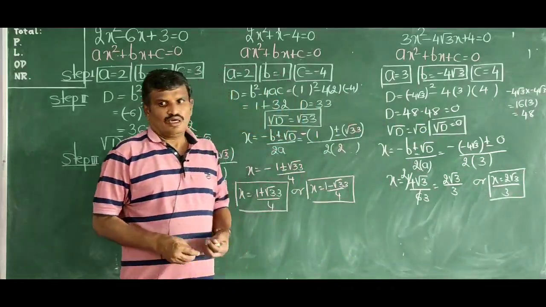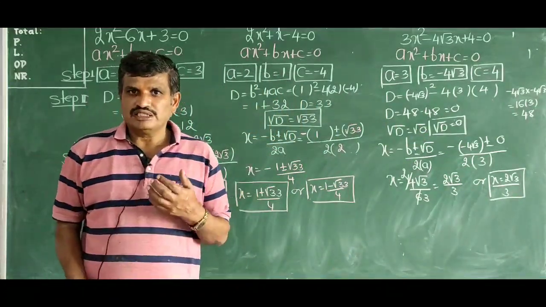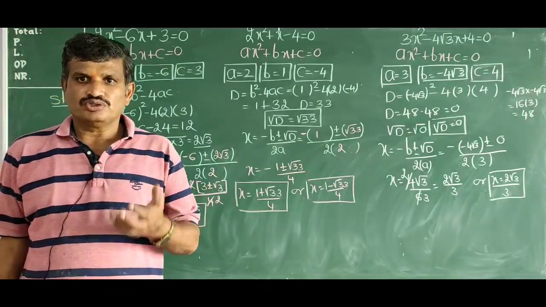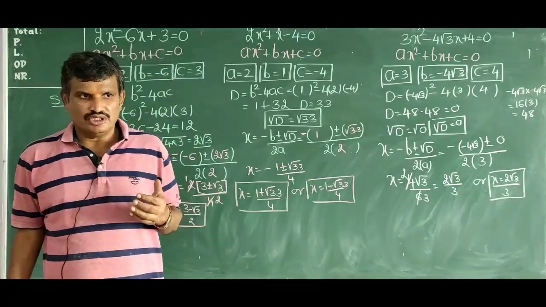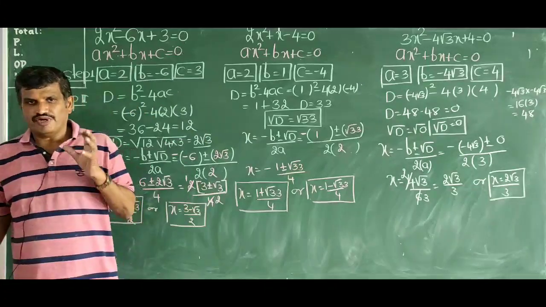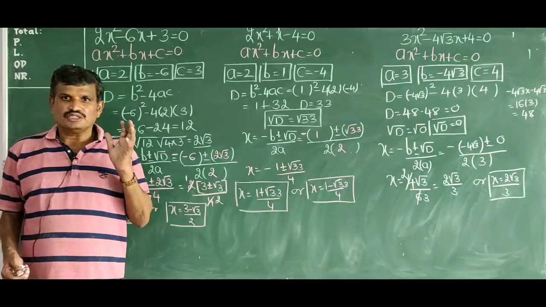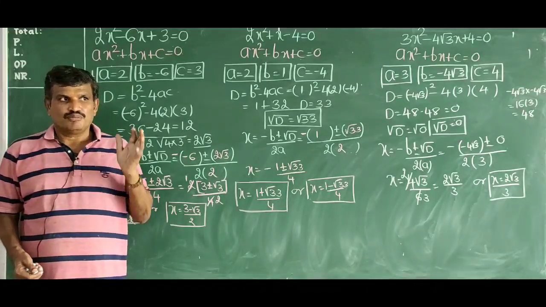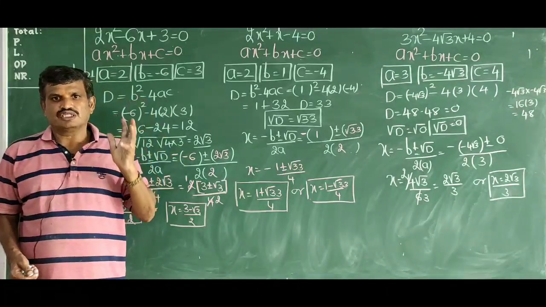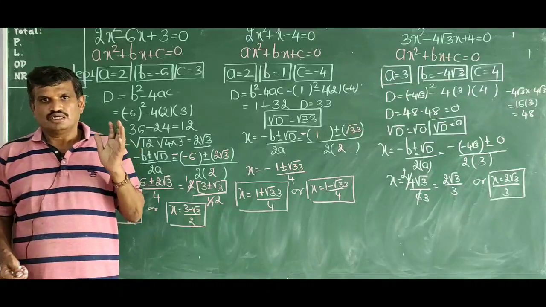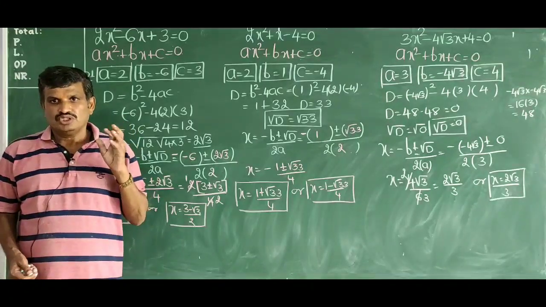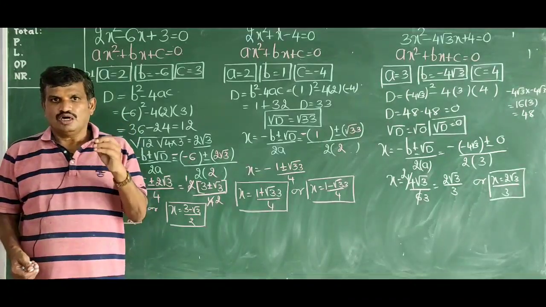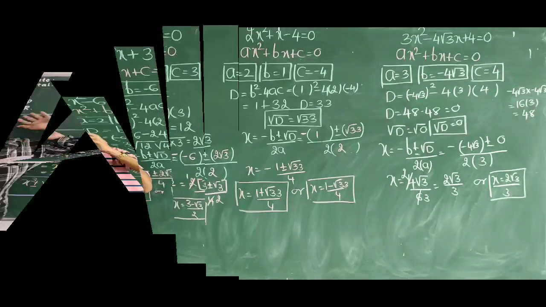So children, lastly I conclude here by saying that if you want to use the formula method, follow these 3 steps. In the first step, find the values of a, b, c. In the second step, find the value of discriminant. In the third step, put the values in the formula x is equal to minus b plus or minus under root d divided by 2a. So this is the key to solve all the problems by formula method.